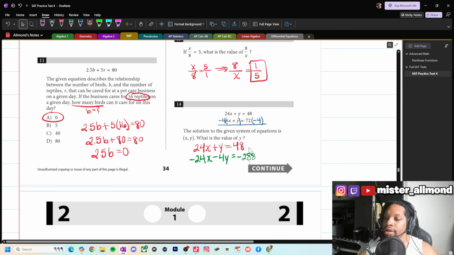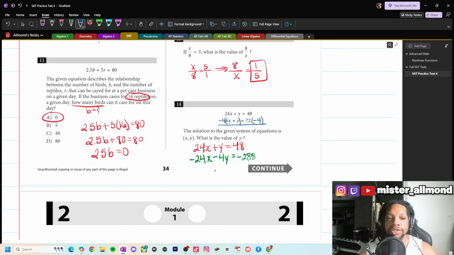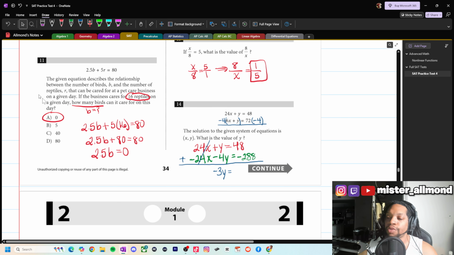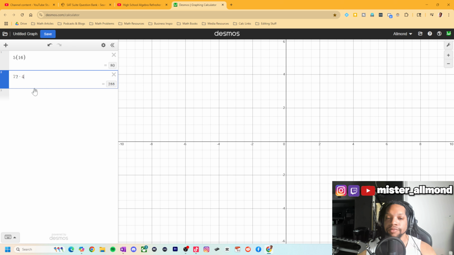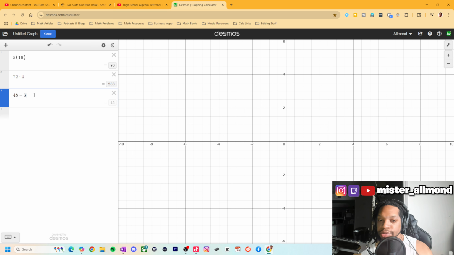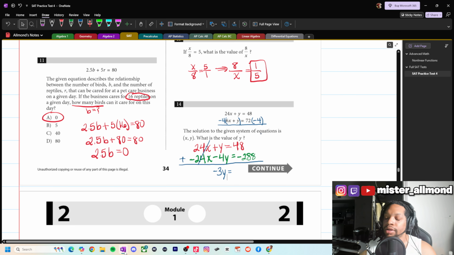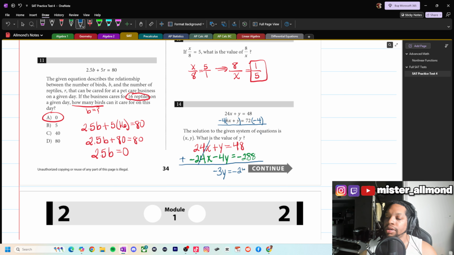Okay. And then I'm going to add these two equations together, expecting for my x terms to cancel out. And then I should be left with just an equation in terms of y, and then get y by itself. So those cancel. 1y minus 4y should be negative 3y equals 48 minus 288. 48 minus 288, negative 240. And then I could treat it like there was no 0 right there.